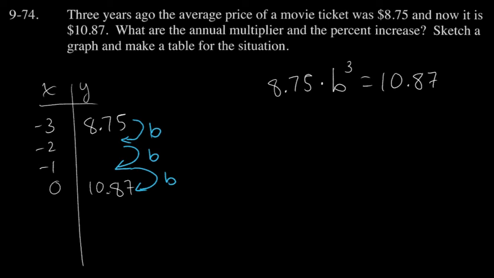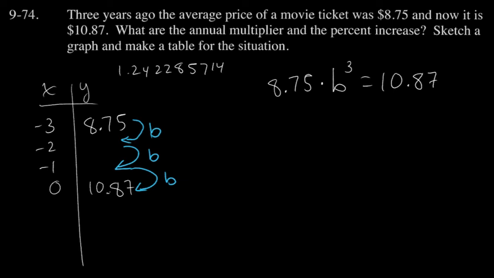Okay. So I'm going to take the $10.87 and I'm going to divide that by 8.75. And I get a decimal that's not pretty. There's a lot of digits on here, but 1087 divided by 875 is, I'll write all the digits I see on my screen, 1.242285714.